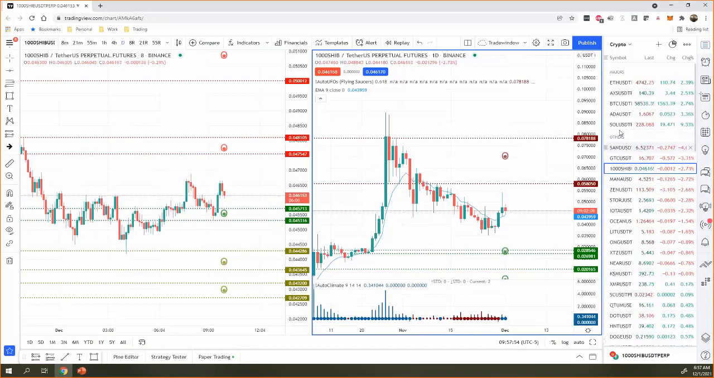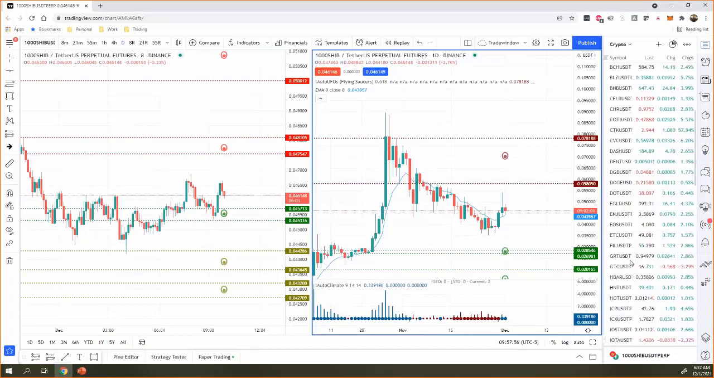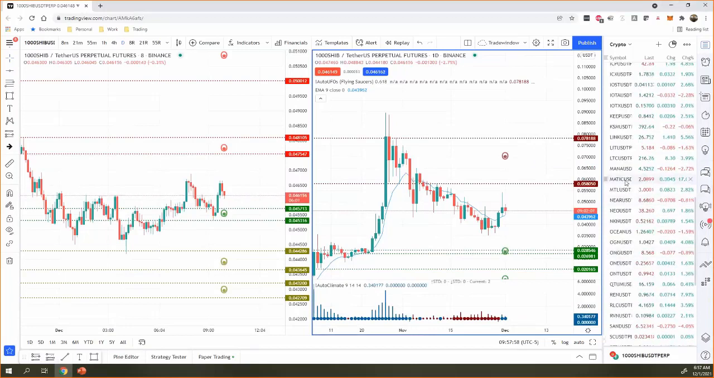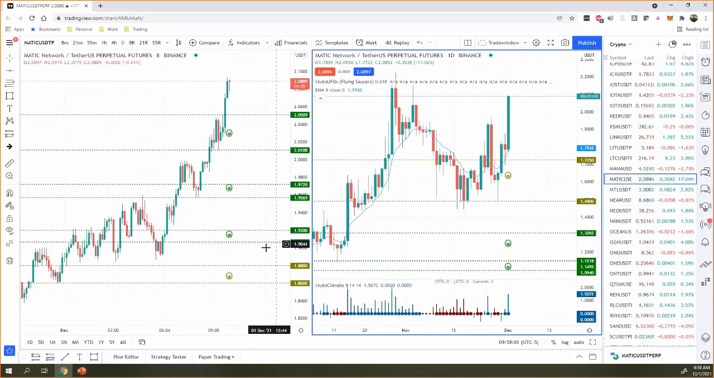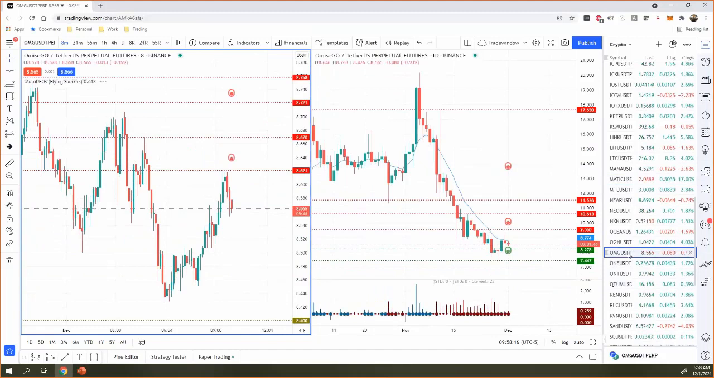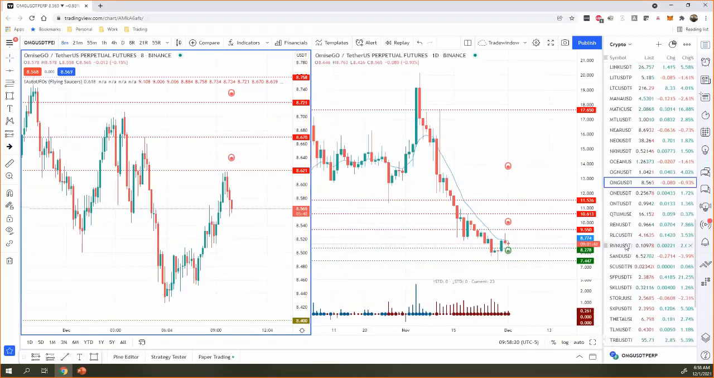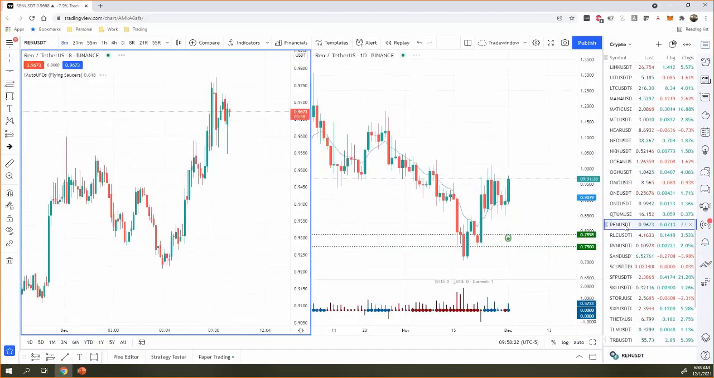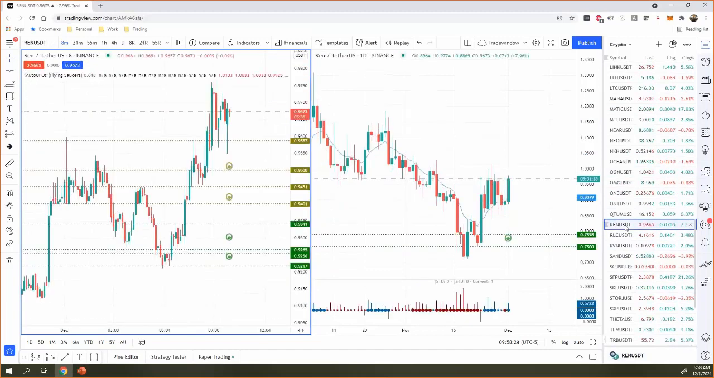I was wanting to see what Maddox is doing. Yeah. Maddox ripping on up. I missed an entry for this and basically missed out on this entire move. But that's okay. OMG, very stagnant as well. Okay. And then Ren is finally reviving.